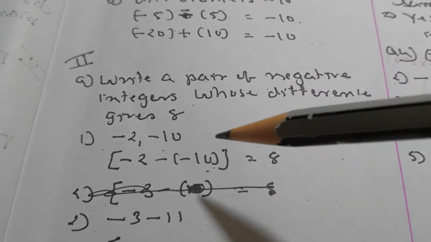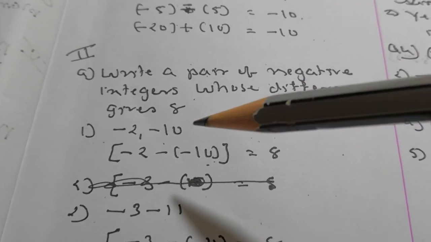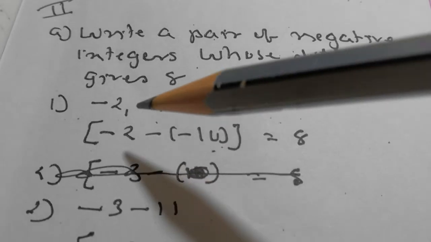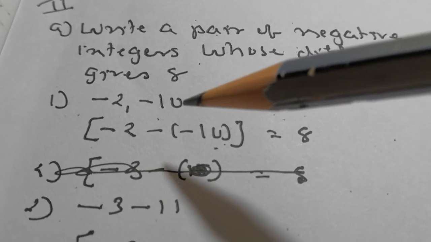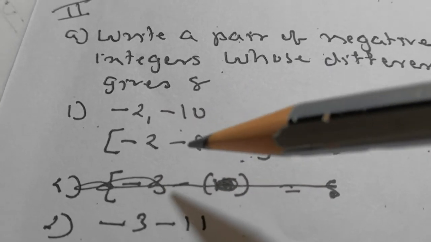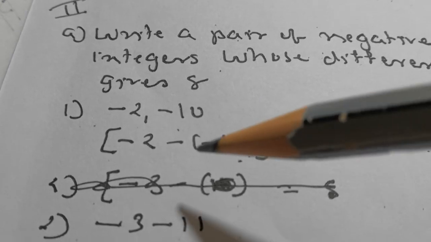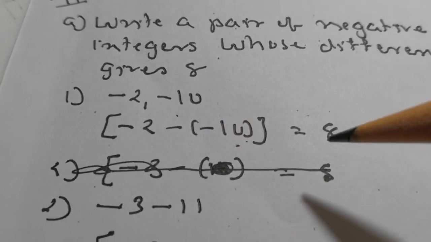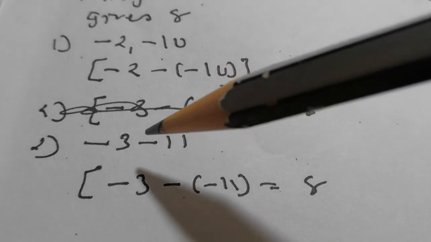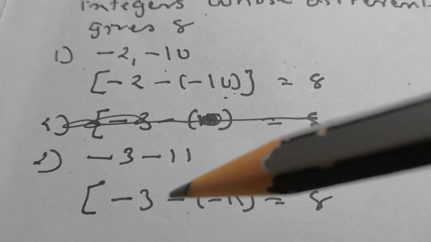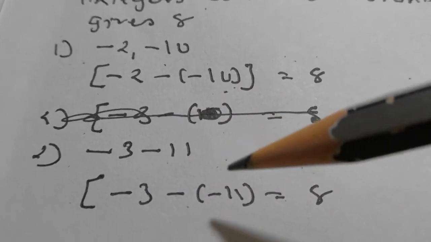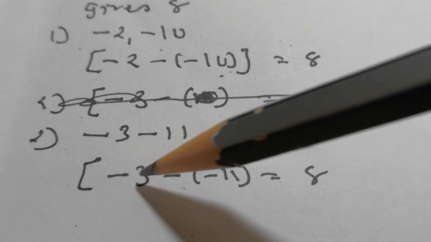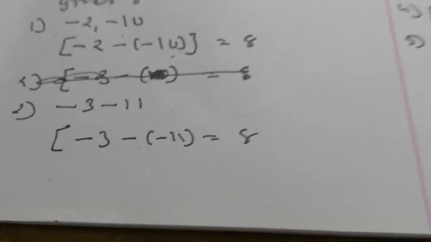Write a pair of negative integers whose difference gives 8. So -10 minus... -2 minus -10. Minus minus becomes plus. So the answer is going to be plus 8. Another: -3 minus -11 is equal to 8. Minus minus becomes plus. 3 plus 11 is equal to 8.